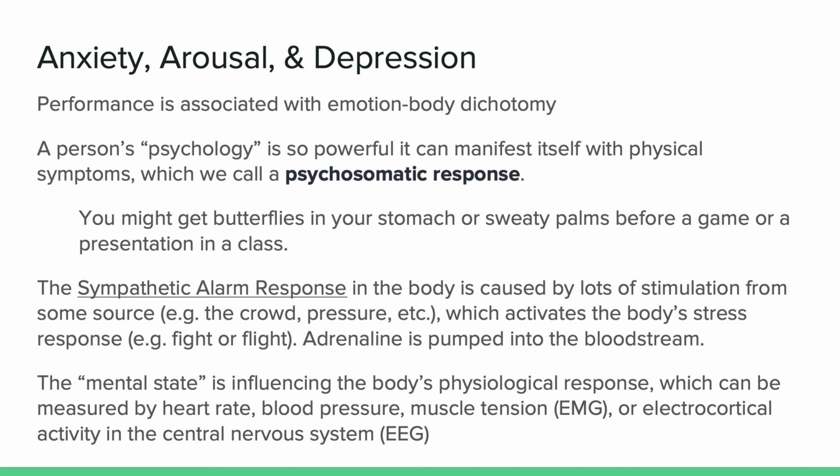The mental state is influencing the body's physiological response, which can actually be measured, whether it's heart rate, blood pressure, muscle tension, electrocortical activity in the nervous system, all these different types of things. And that's really how we start to engage with understanding a psychosomatic response and start using what we have from the medical field to measure and chart the impact that the mental state is having on our performance.